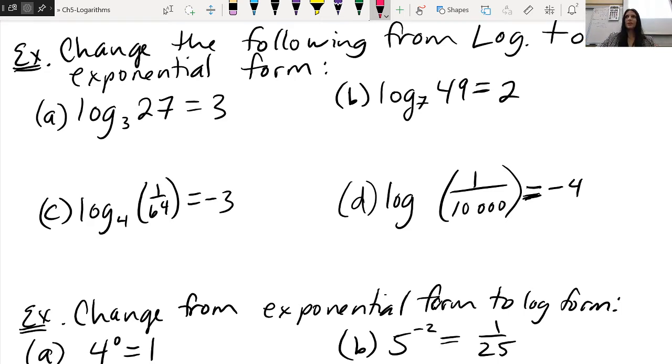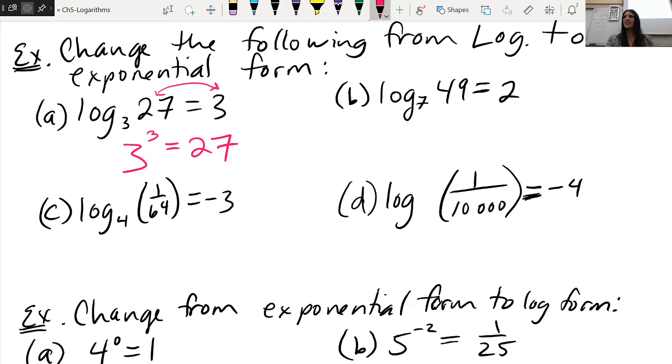Does anybody need more time? Okay, so in the first one, what is going to be the base in my exponential form? 3. So that's the base, and then we just swap the other two. So 3 to the power of 3 equals 27. I've purposely chosen some values that I know that you for sure know the answer to.